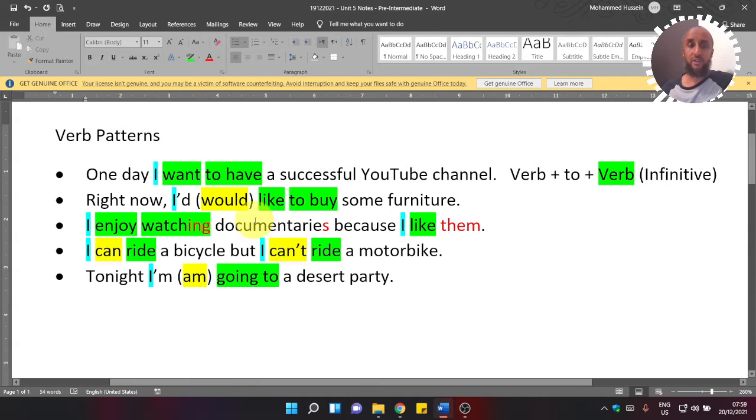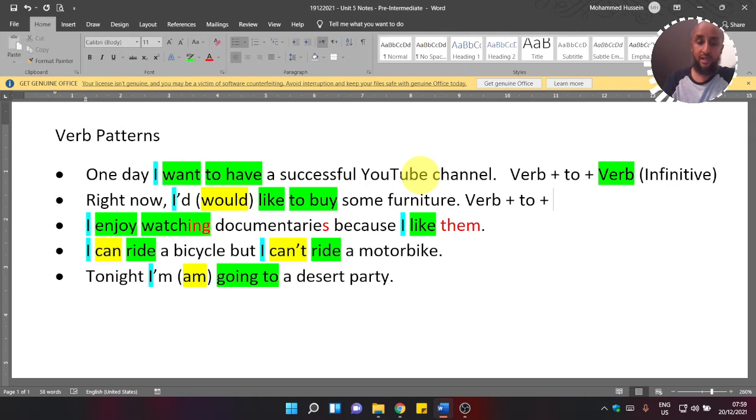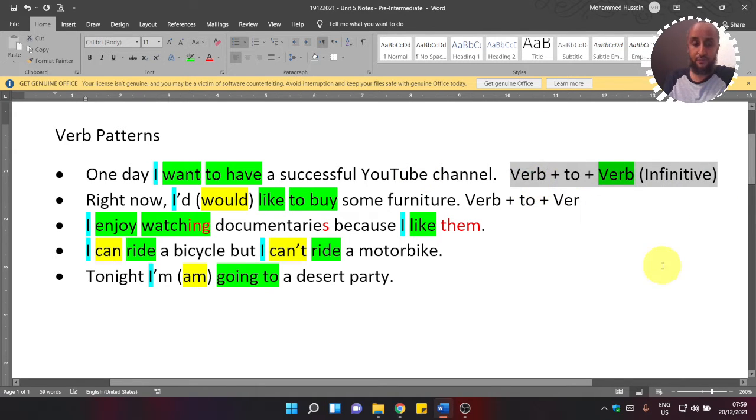All right, good. Here, if you notice, we have another pattern. The second sentence, if I read it again, says, right now I'd like to buy some furniture. Here we have a helping verb this time, I would. Remember, helping verbs, we don't always have to keep them. So here we look at the main green ones. Here we have like, which is a verb again, plus a to again, and then the basic verb buy. So verb, to, and then verb again. Basically the same as the first one. The same pattern.